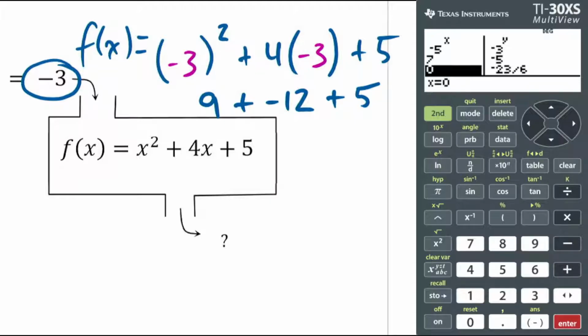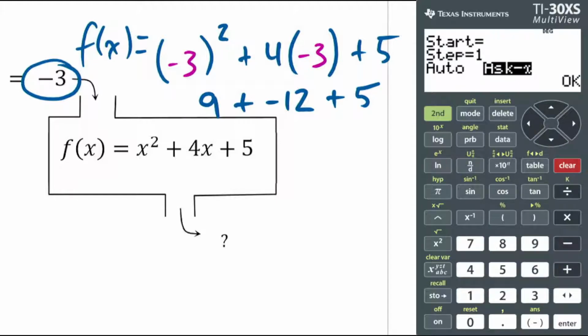Oh, let's use a calculator. Why not? Where'd that calculator go? There it is. So I'm going to hit clear. How do I do second quit? Clear? Oh, geez, there we go. I'm just going to hit 9 minus the number 12, or I could say plus negative 12, but I'm subtracting. And then plus a 5 is 2.